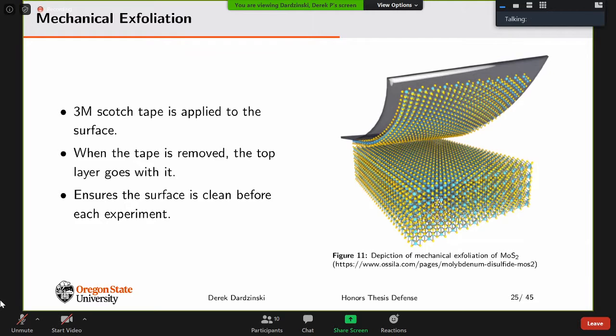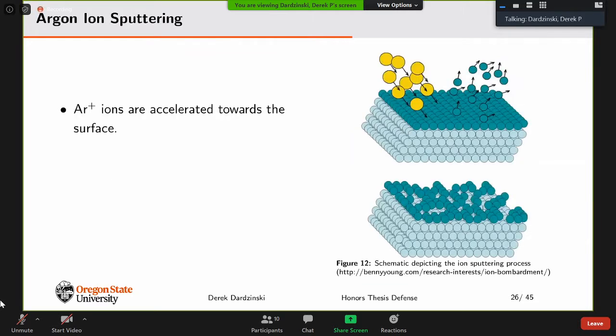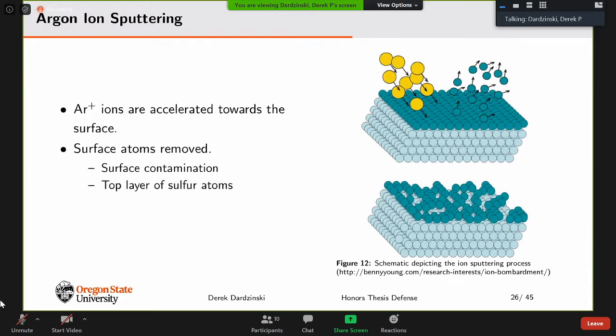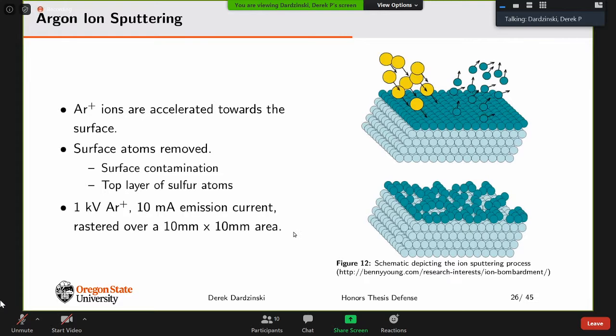And then after it's in the system, we used argon ion sputtering, where we would accelerate argon ions towards the surface. And this would remove some of the surface atoms. So it can either remove surface contamination, or in our case, we really wanted to remove some of the top layer of sulfur atoms to induce defects. And you can see a little depiction on the right-hand side of what it's actually doing. In our experiments, we used 1 kilovolt argon ions with a 10 milliamp emission current, and we rastered it over a 10 millimeter by 10 millimeter area.